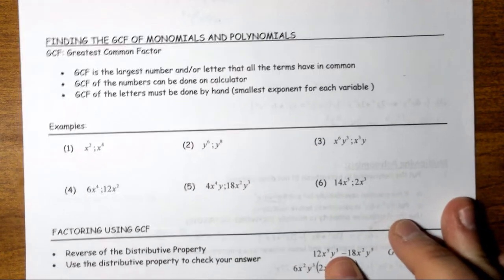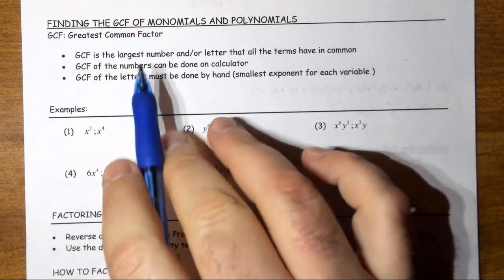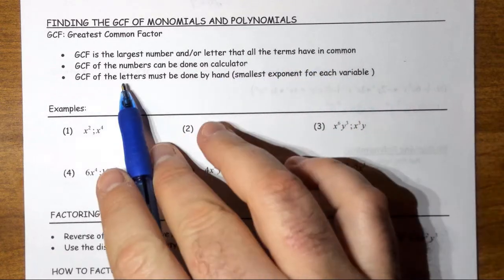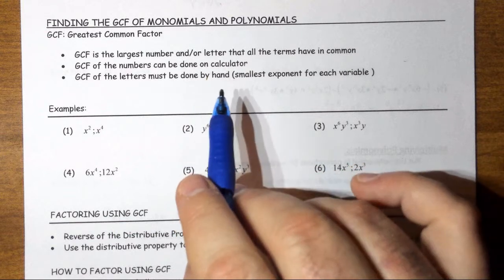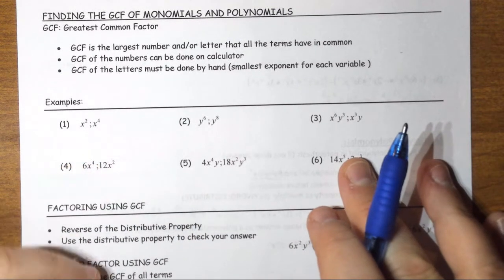Okay, so finding the GCF. So the GCF between any two numbers, okay, is going to be the largest number or letter that they have in common. If it's numbers, you can do it on your calculator, okay? You're going to open up a calculator page, go to menu, number, and you should see greatest common divisor, and then just type the numbers in with a comma in between them and hit enter. Okay? So check that out if you want to. You should be able to do it without it though.